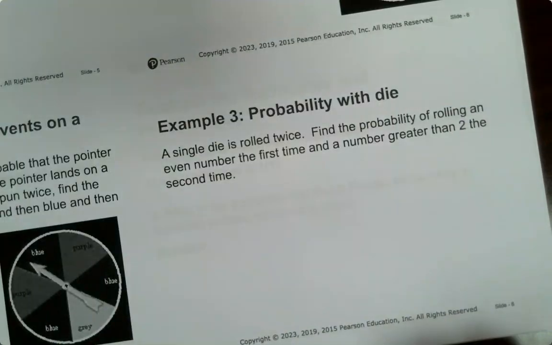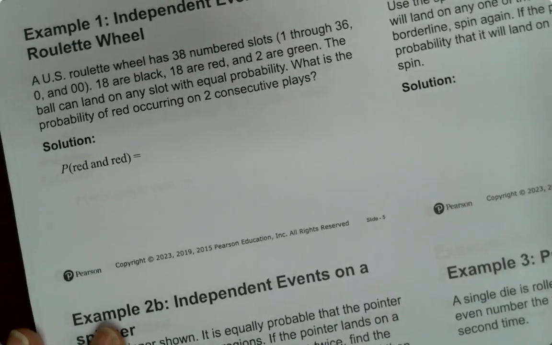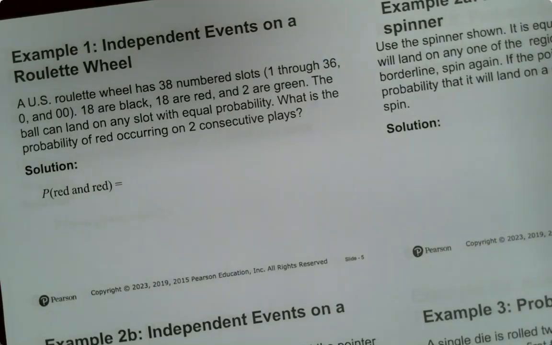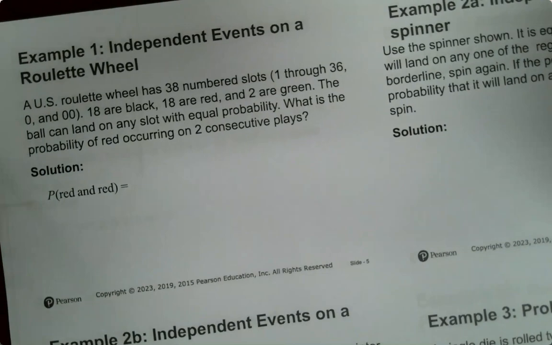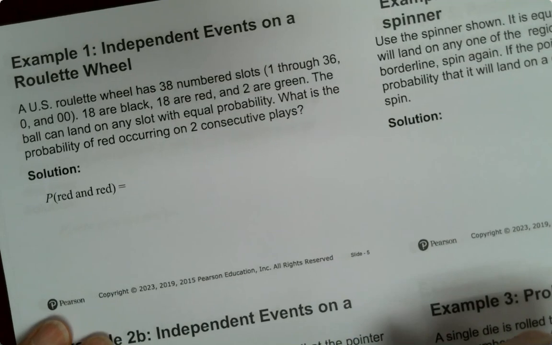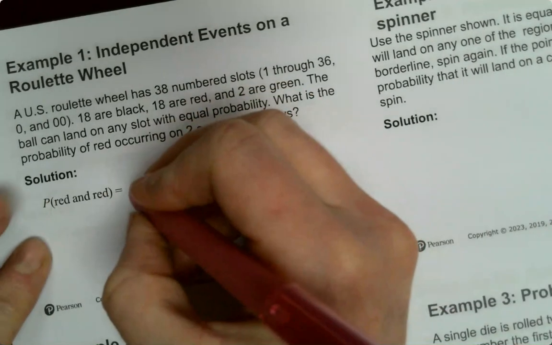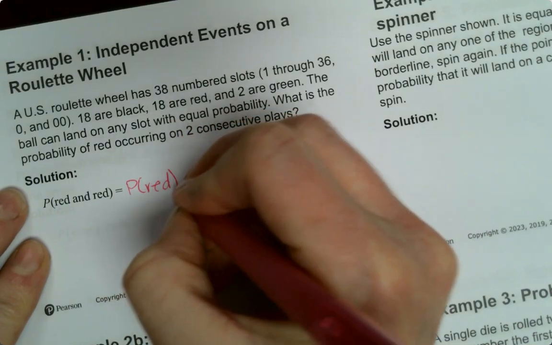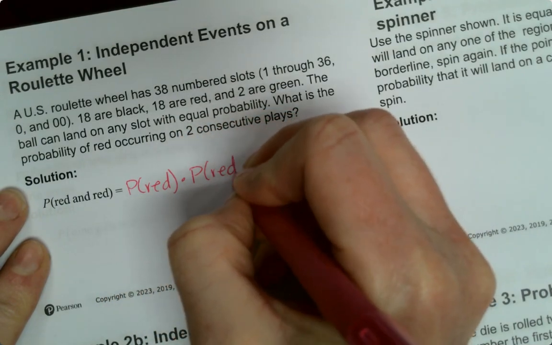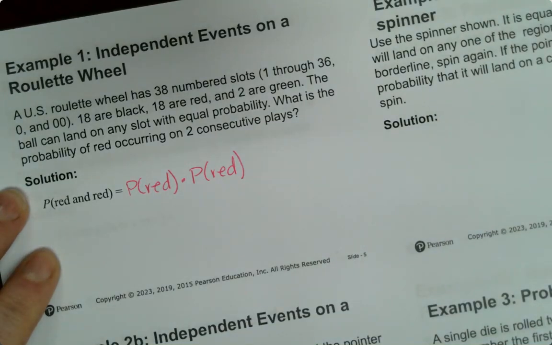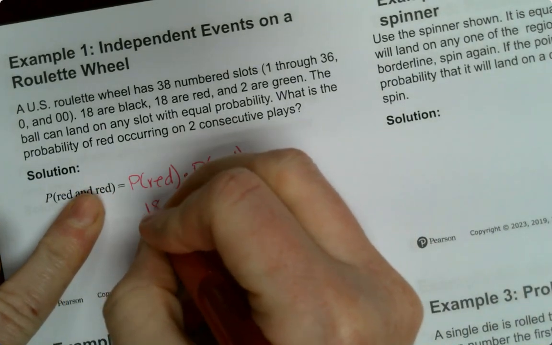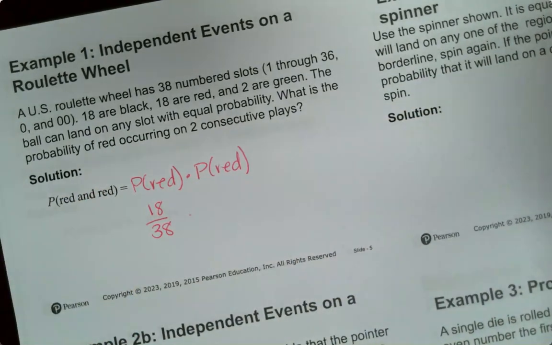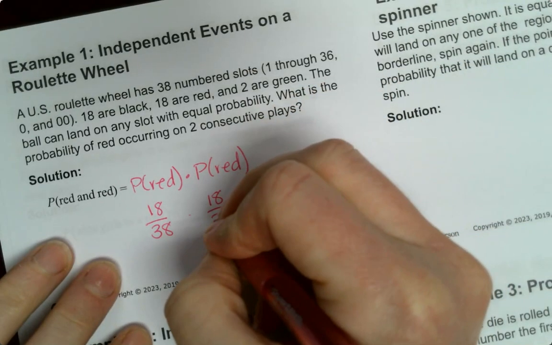So the first one that we'll look at is a roulette wheel. So we have a wheel that has 38 slots. 18 are black, 18 are red, and 2 are green. The ball can land on any slot with equal probability. What's probability of red occurring in two consecutive plays? So probability of red and red. So you do probability of red times probability of red. So the probability of getting a red is 18 out of 38. And the probability of getting a red again is 18 out of 38.